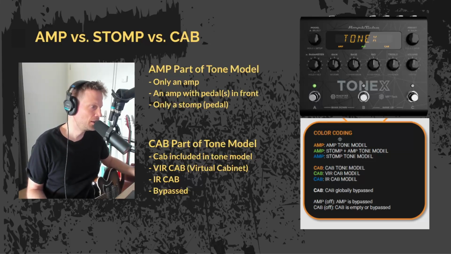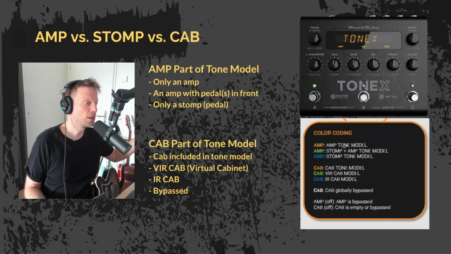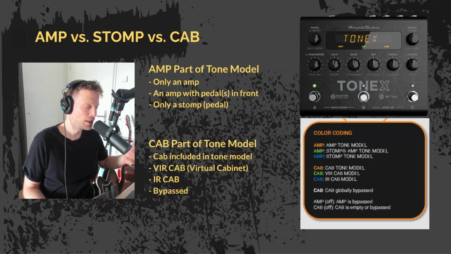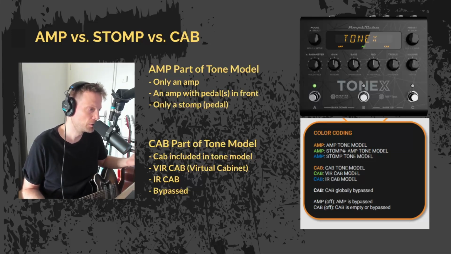On the pedal you see this color coding here. If it's amber, then it means it's only an amp that is captured. If it's green, it means it's an amp and also pedal or pedals in front. And if it's blue, it's only a pedal. So it means it has to go into another amp, either a real amp or another amp simulation.